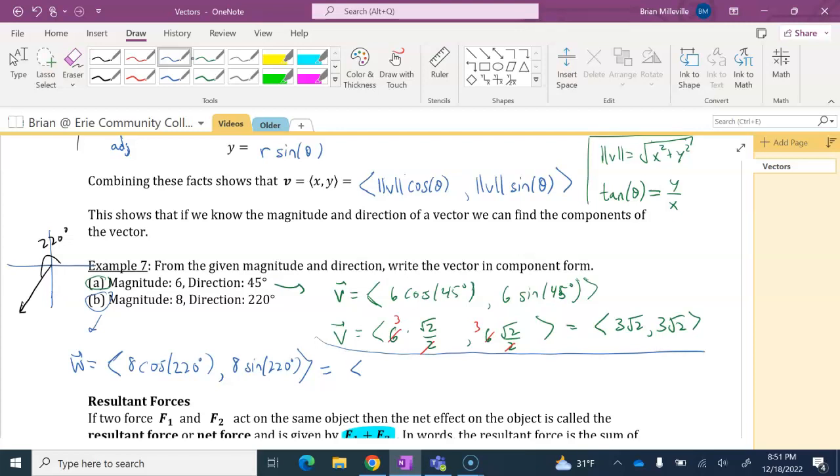Our reference angle here, which is always between the x-axis and the terminal side of your vector or your angle, is 60 degrees, right? So 220 minus 180 is not 60 degrees, sorry, that would be 240. It's 40 degrees. That's my mistake there.